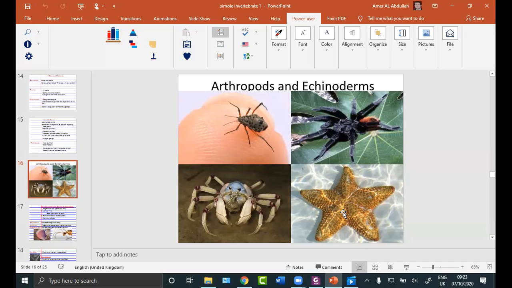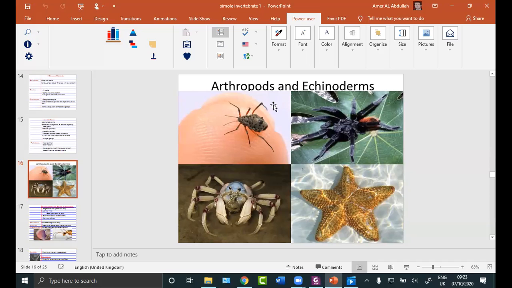Seawater enters the system and moves to different parts of the animal's body under pressure. The system ends in the echinoderms' many tube feet, which cling to surfaces like small suction cups.